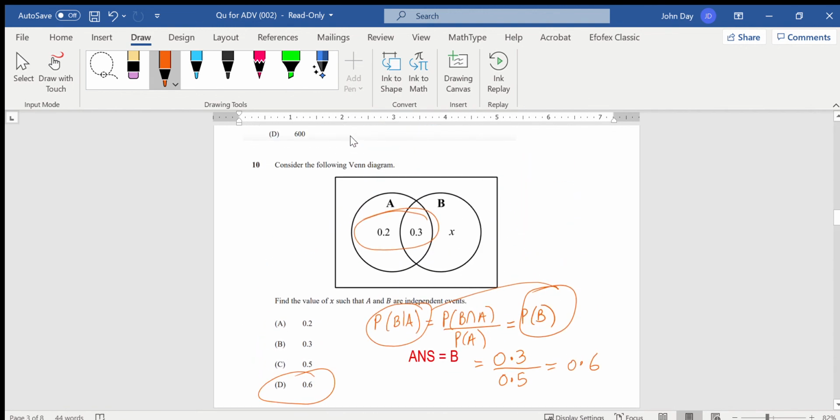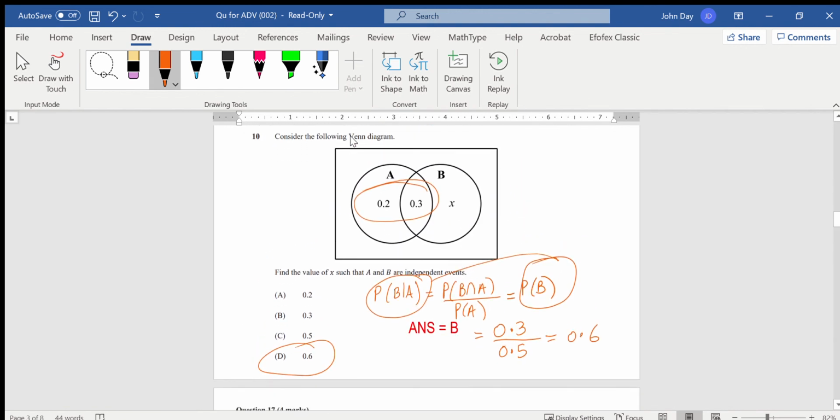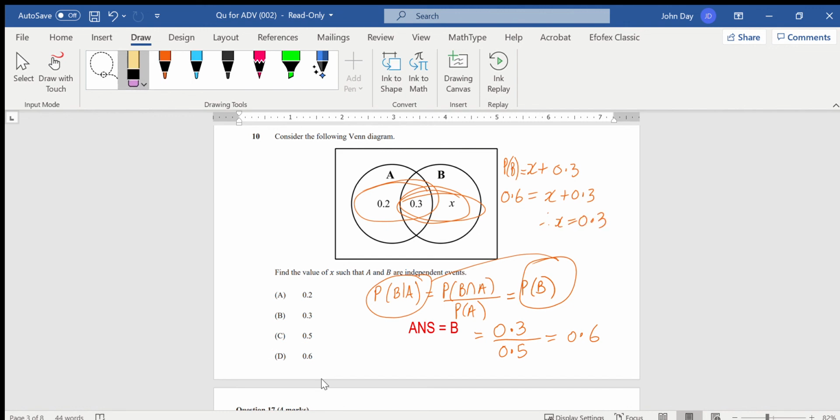What did you get? Oh, you said B. All right, I better rethink myself. Haha, I didn't read the question. What I've done is good, I'm saying the probability of B is 0.6, but they want to know the value of x. Well, x plus the 0.3, that's what the probability of B is, isn't it? Because they're together in there, making up B, and we know that that's 0.6. I just worked it out. So, of course, therefore, x is 0.3. Dope, need to read the question carefully.